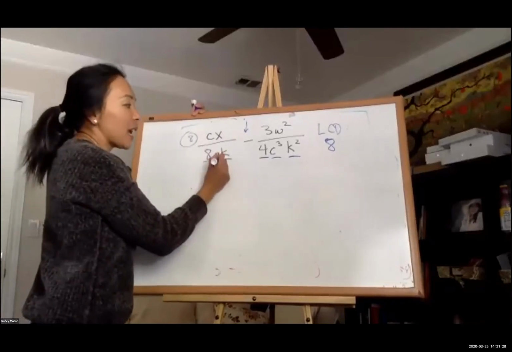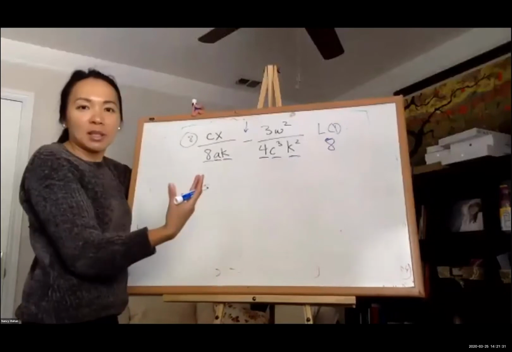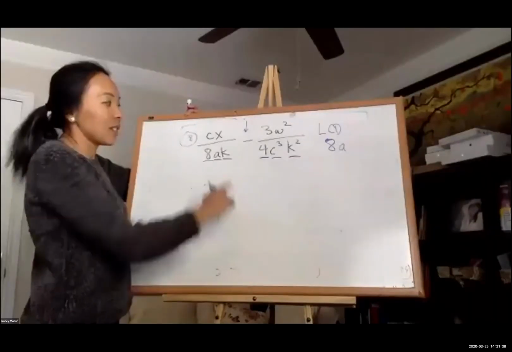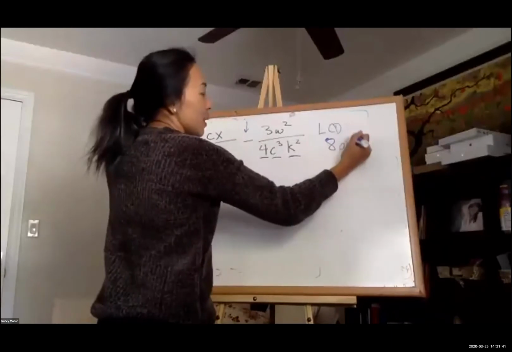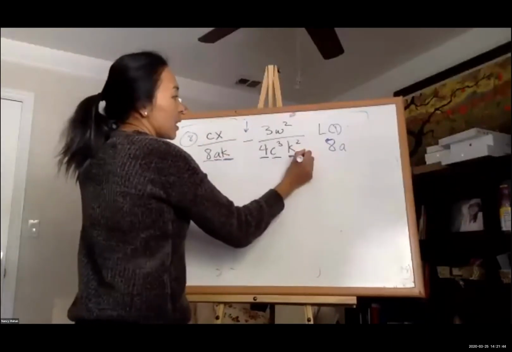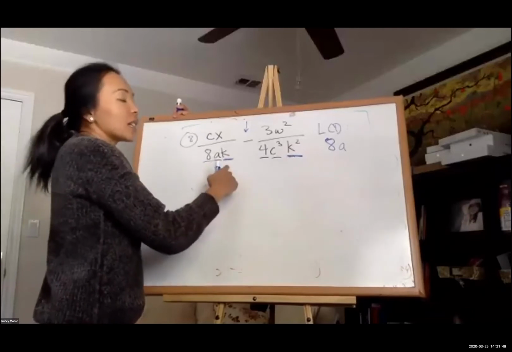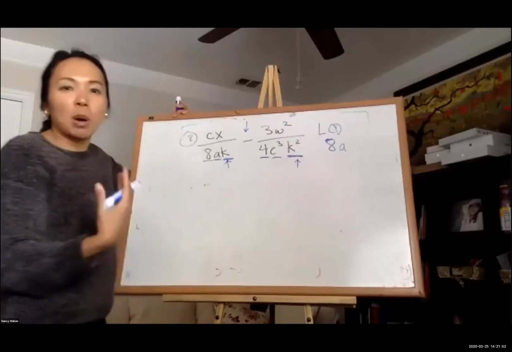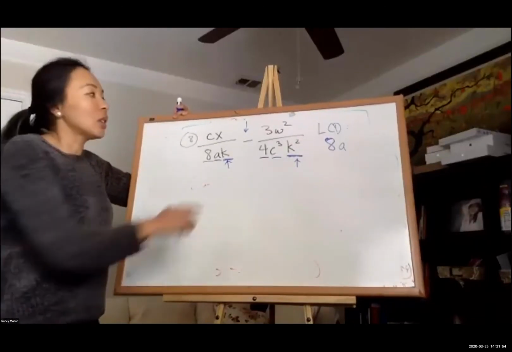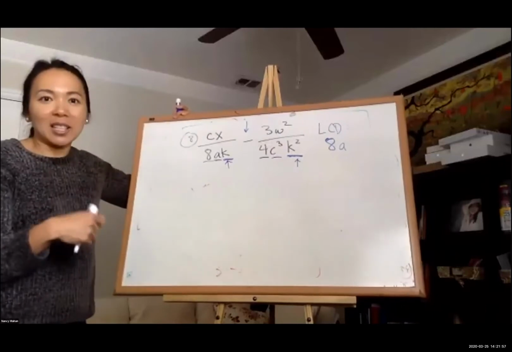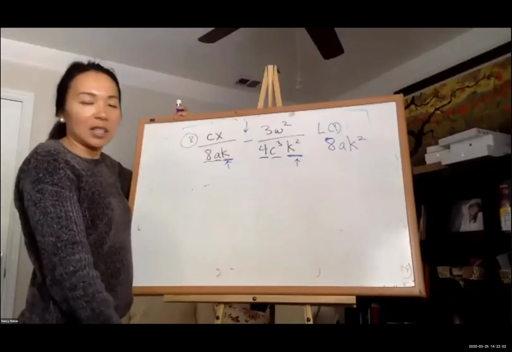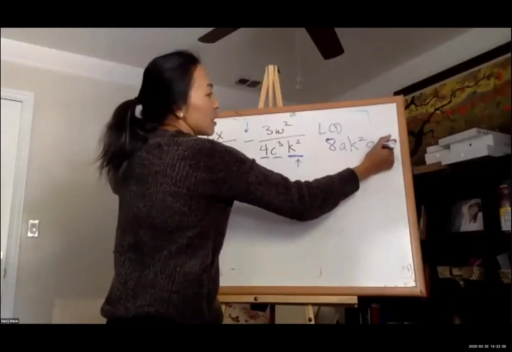And then I have A. Well, this one doesn't have an A. So again, the lowest common denominator is the product of unique factors. So A is a factor. K is a factor. Well, I have a K and a K squared, right? Between this one and this one, what multiple do they have in common? So the K and K squared, you pick the one that's bigger, right? So K squared, right? And then the C cubed right here.